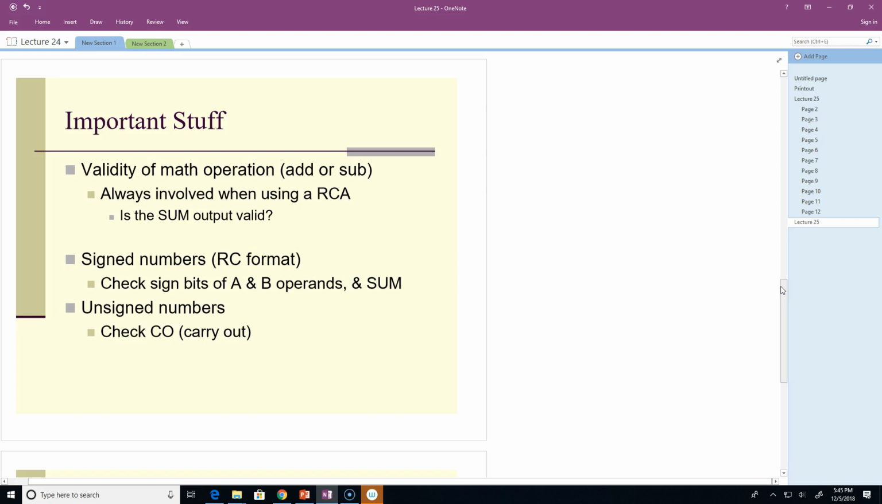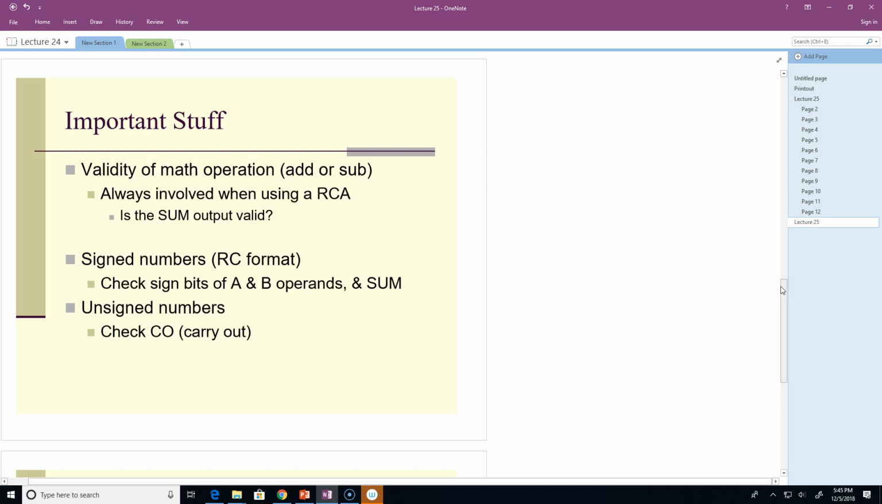So checking validity falls into two categories. If you're using unsigned binary numbers, what you're checking is the carryout. If it generates a carryout, that means it overflowed, and that means the sum bits are not proper. By all means, the carryout is the nth plus 1 bit, but it still indicates the sum bits are not proper.